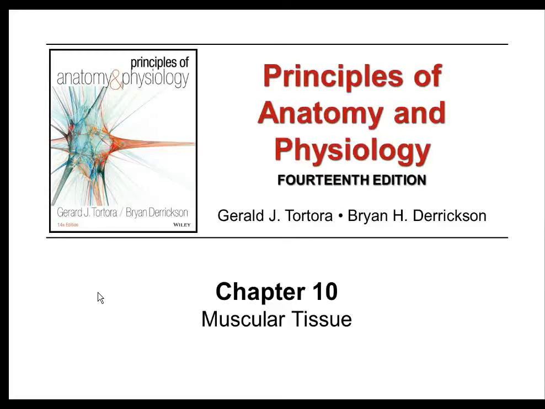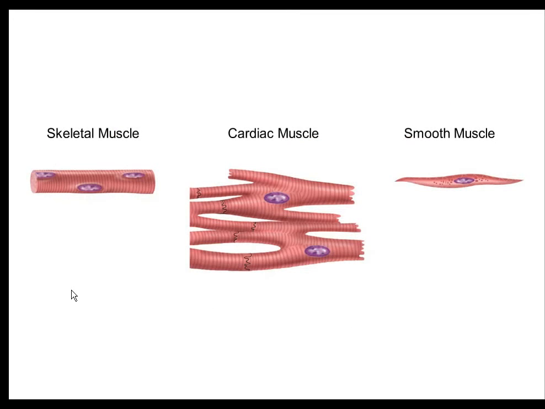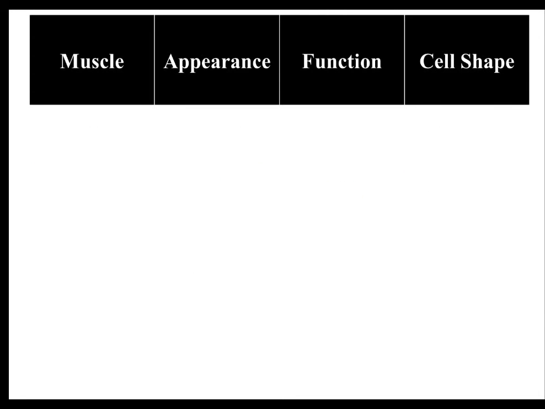Chapter 10 is over muscle tissue, specifically skeletal muscle tissue, but we will talk about all three muscle types. So the three muscle types are skeletal, cardiac, and smooth muscle. When we look at muscle types, we're going to be looking at their appearance, their function, and their cell shape. Now, these muscles have a lot of similarities, but they also have quite a few differences.